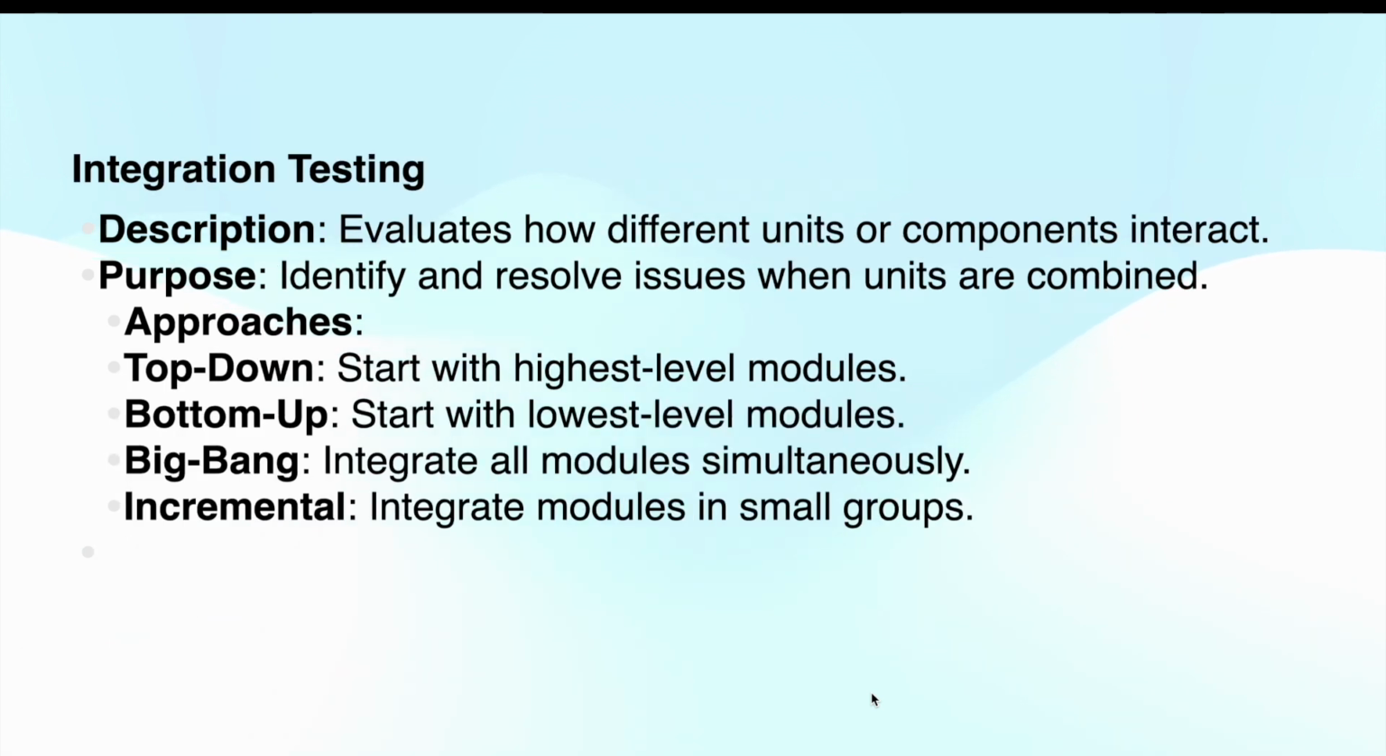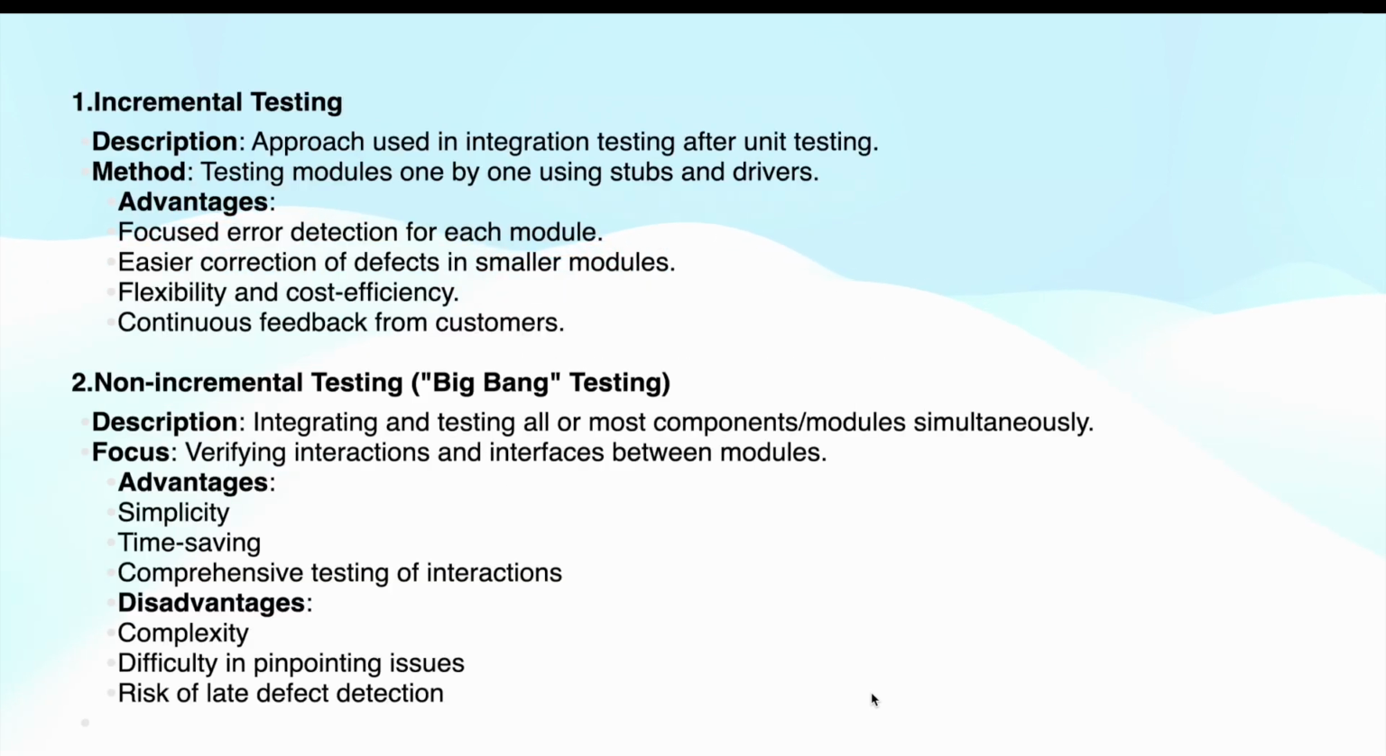Next is integration testing. Integration testing is a crucial process that evaluates how different units or components of a software application interact with each other. It aims to identify and resolve any issues that may arise when these units are combined. This testing phase typically occurs after unit testing and before functional testing, ensuring that the various units of the software function together as intended. There are several approaches to performing integration testing. Those are top-down integration testing, bottom-up integration testing, and big bang integration testing.